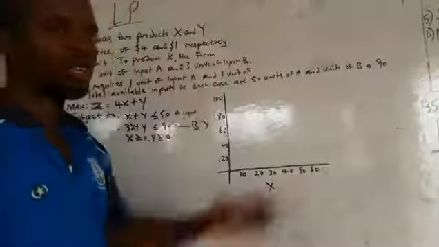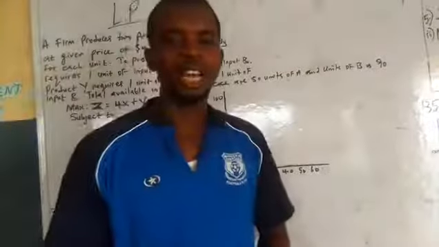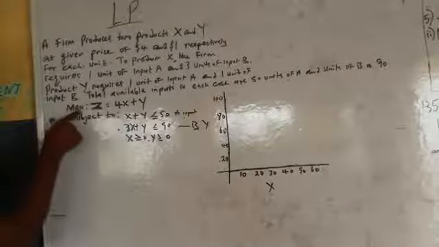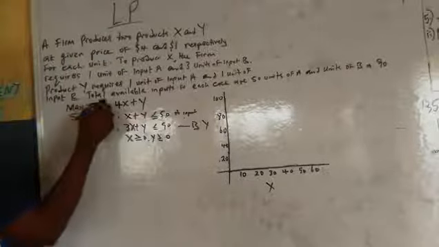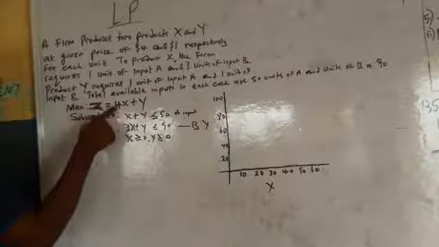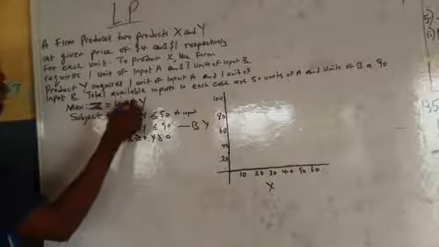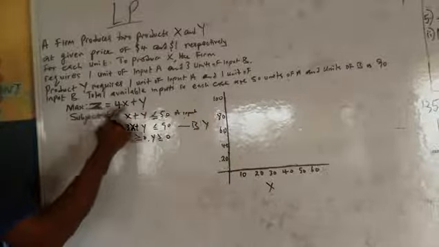But in this question, we are trying to look at the revenue, the total revenue we can get from these limited resources. So we write it this way: maximization, that is the first objective. Z represents the total revenue, equal to 4, the price, multiplied by the amount of X we produce, plus 1, the price of Y, multiplied by the amount of Y we produce. This will give us our total revenue.